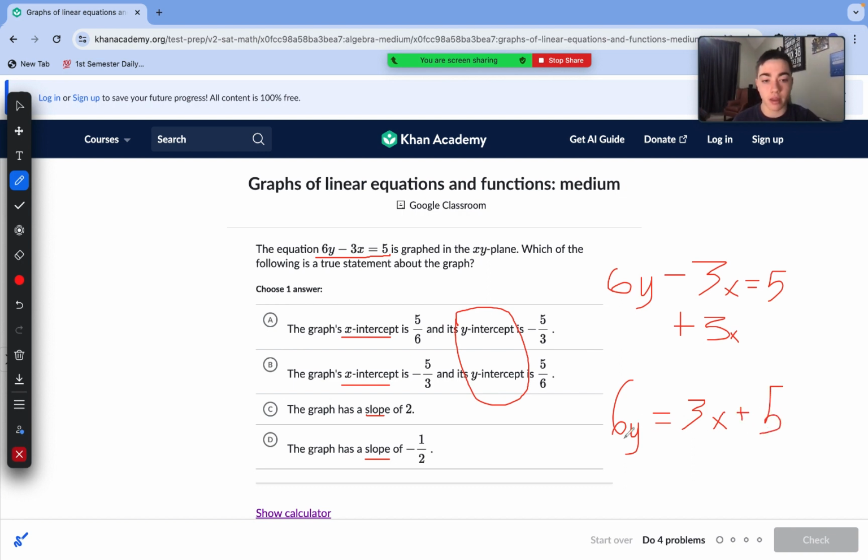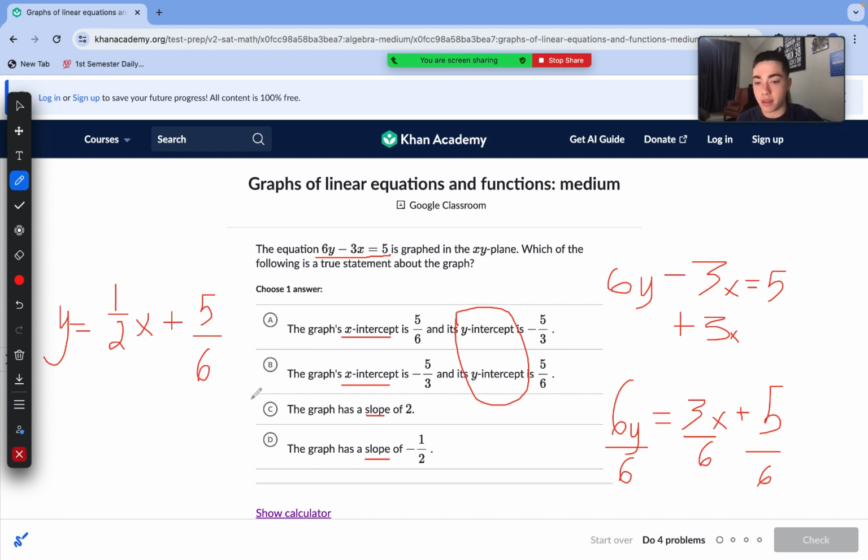And now what's next to the y? Well, it's a 6. So we divide every value in our equation by 6. We are left with y equals 1/2, I just simplified down that 3/6, 1/2 x plus 5/6. And now we can check all of our answers.